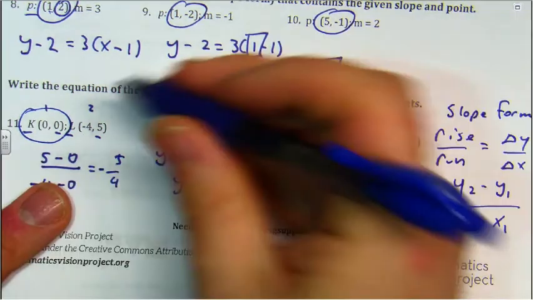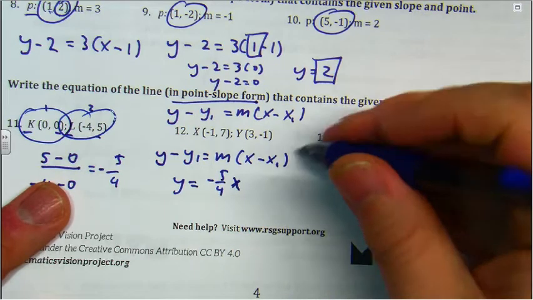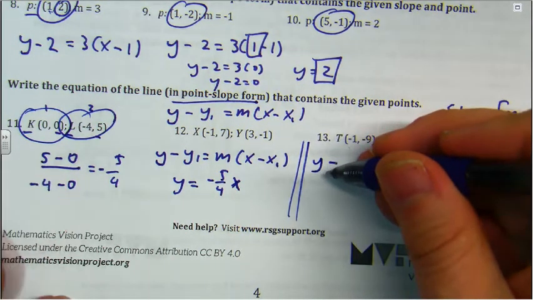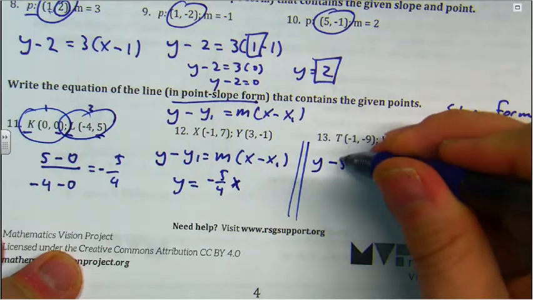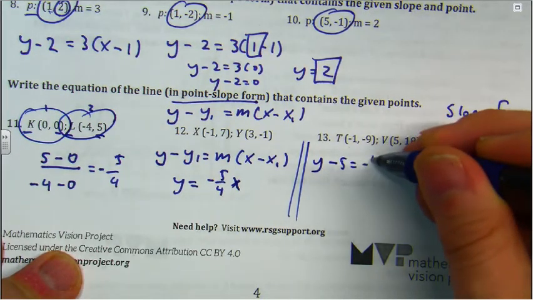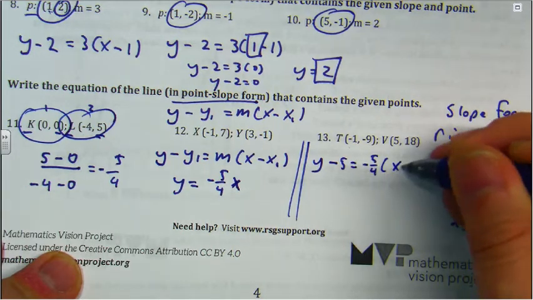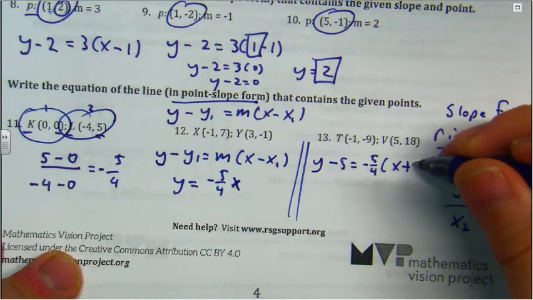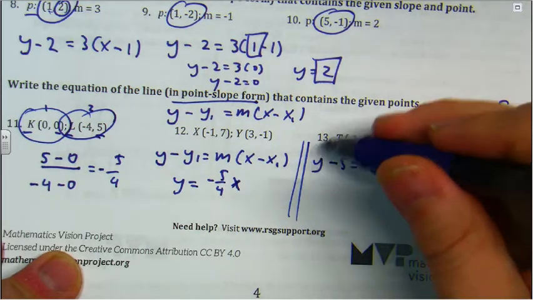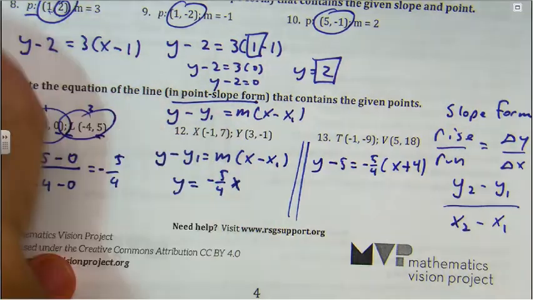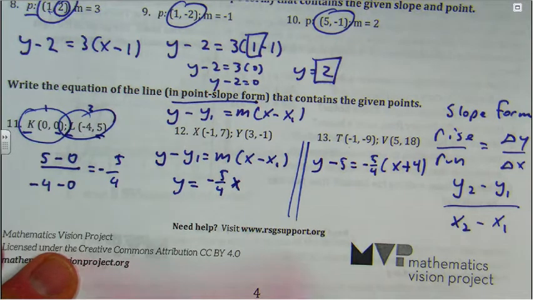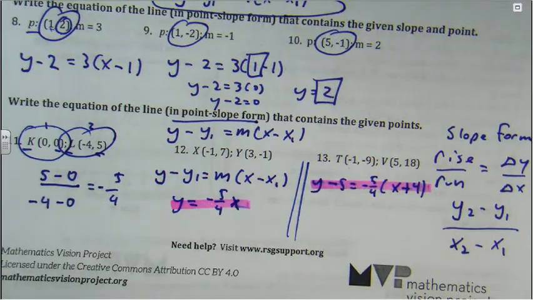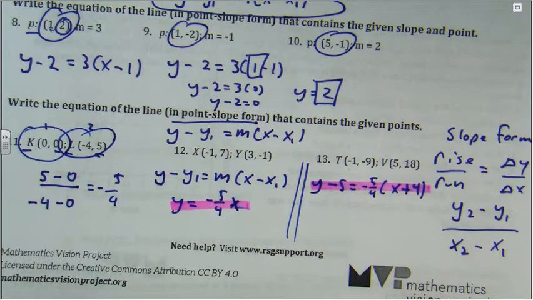Now look at what happens when I pick l. This time it's going to be y minus the y value of my point, which is 5, and that's going to equal a negative 5/4 x minus the x value, which is a negative 4. So instead of writing minus negative 4, I'm going to write plus 4. And what I want you guys to see is that these two equations represent the same line, right? These represent the same line. They both have the slope, they both have a point.